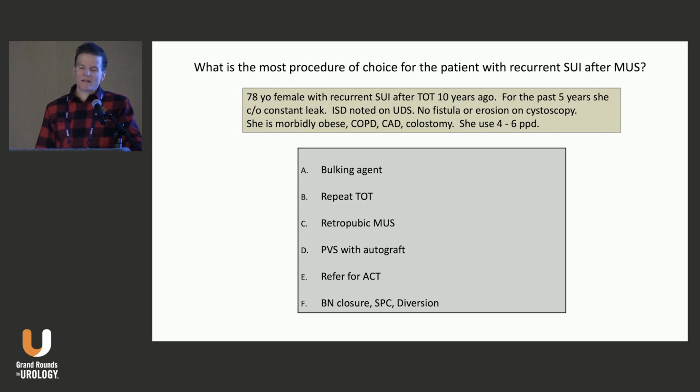No, that's not the answer, okay. Retropubic TVT? Nice, yeah, and that's what most people answer. Autologous sling? Okay, yep, and that's what I was doing for the last 20 years. And then the last 2 years, ACT.